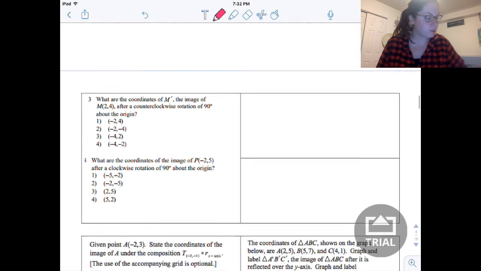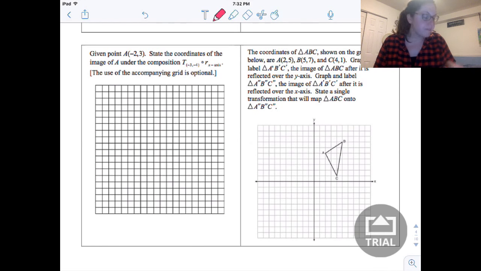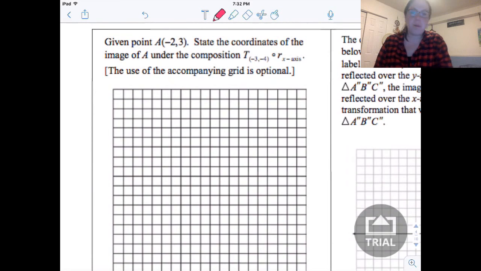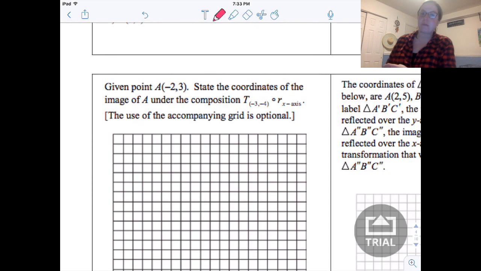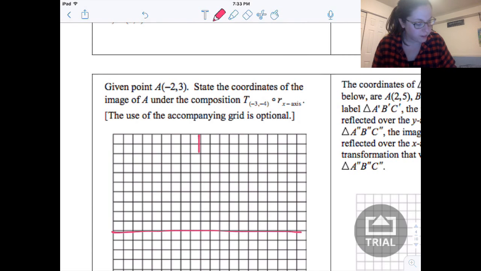This one says, given the point A, negative 2, 3, state the coordinates of A under the composition of transformations. And on the test, I would put this into words for you, okay? So I'm going to start with that pre-image point. So let's put that on here. I'm drawing my x and my y-axis, and I'm going to negative 2, 3. So that's my point A.